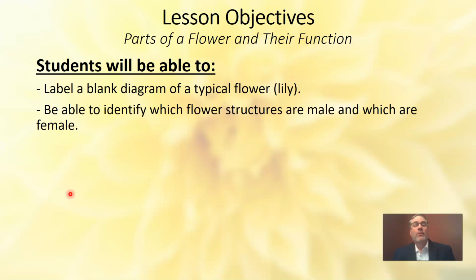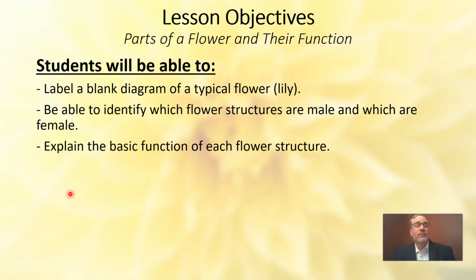You need to be able to identify which flower structures are male and which are female. So when you look at that diagram, you need to be able to say, these are the male parts and these are the female parts. I also need you to be able to explain the basic function of each flower part. So when you look at a flower part, I need you to say, oh, that does this, or just be able to explain why it's important.